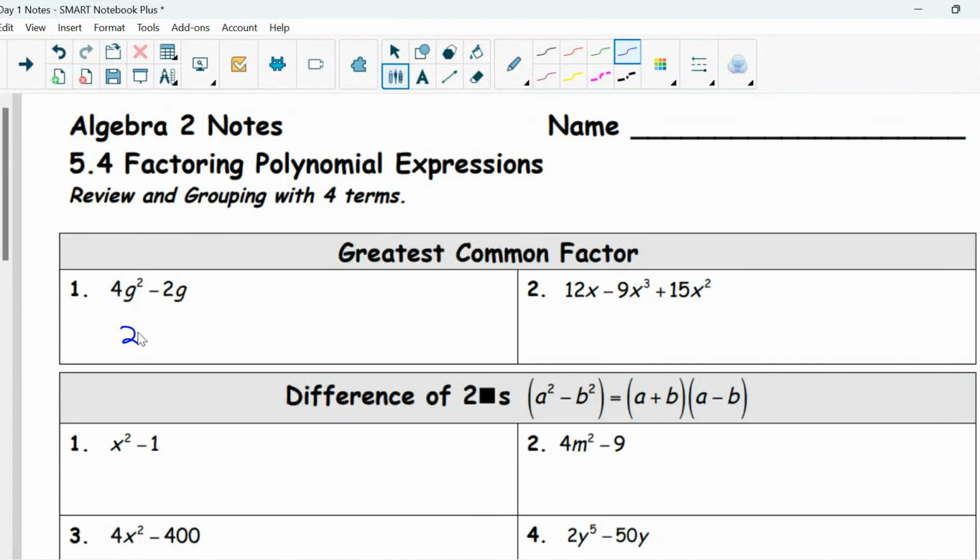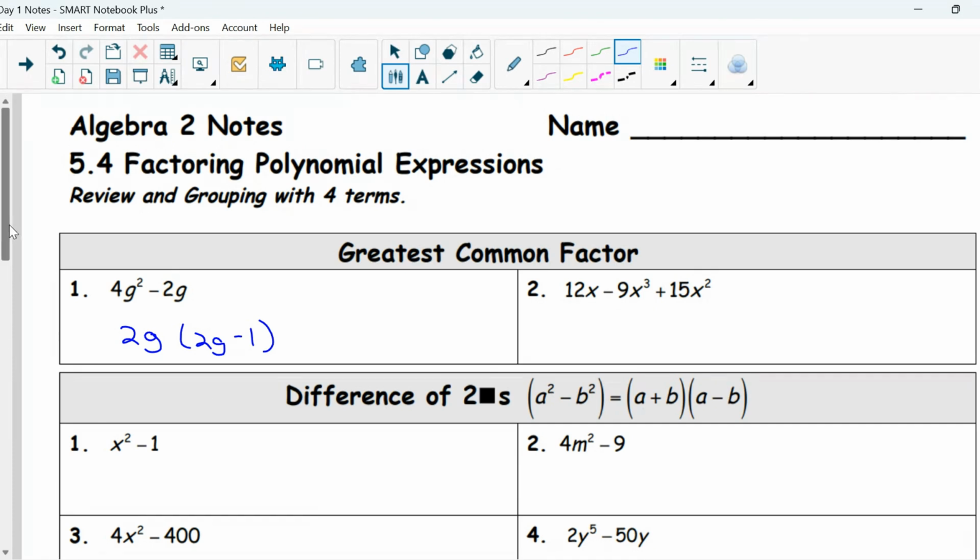And then as far as my variables go, I have g squared and g. They both have a g in common. So I can also factor out a g. Okay, so if I factor out 2g, if I take 2g away from 4g squared, I'm still going to have 2g left over. If I take out 2g from negative 2g, I will have negative 1 left over. So for a greatest common factor example, this is as far as I'm going to factor it.